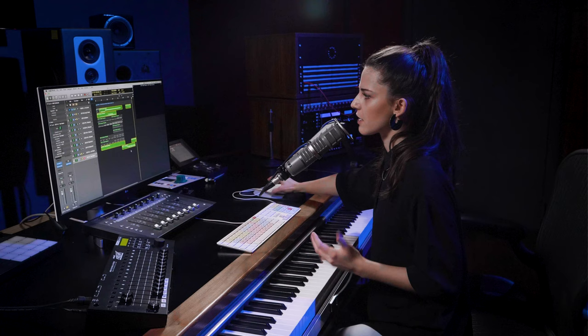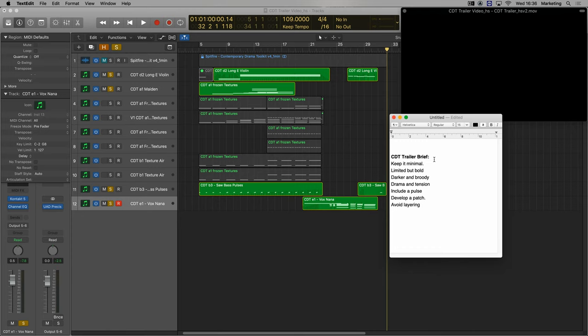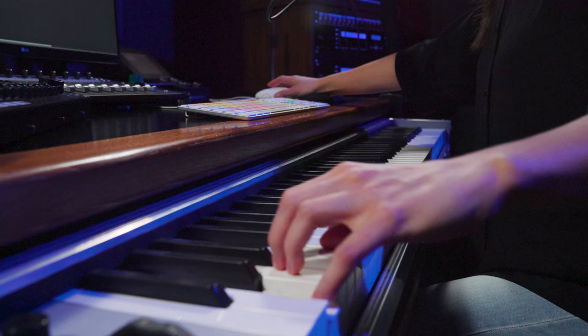So if I look back at it, I kept it minimal so far. It's darker and broody at times. There's some drama and tension in there. I definitely have that pulse in there, and what I'm missing is being a little bit more bold with it. So the next patch was from Synth Textural.